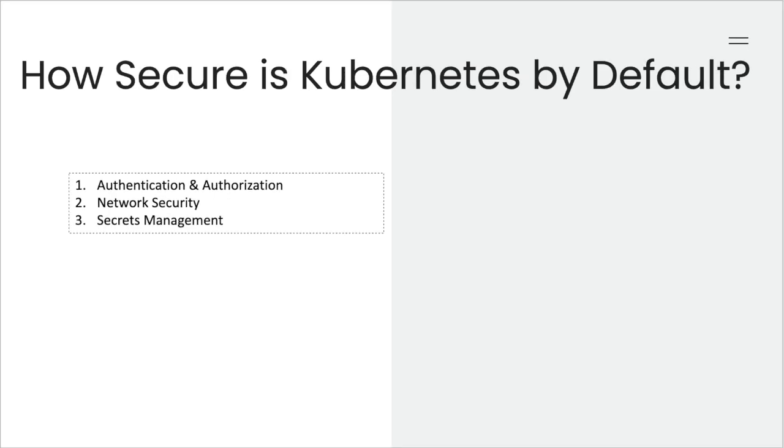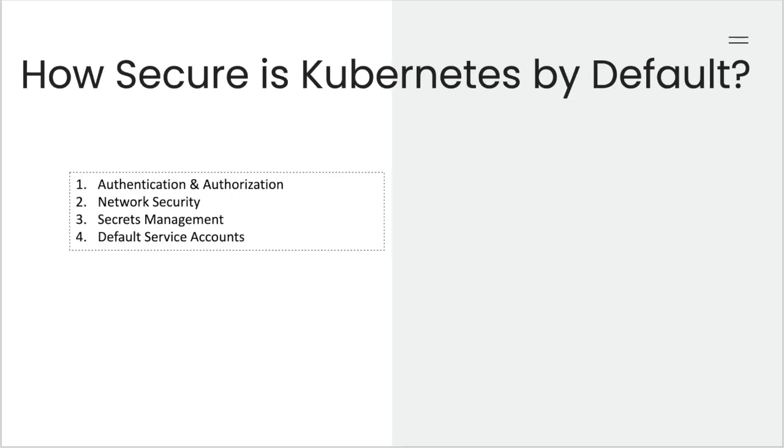Secrets management: again, secrets are base64 encoded by default. It's not encryption, right? It's encoding and can be easily decoded. So the built-in mechanism called secrets for storing sensitive information is not good enough. And then there are the default service accounts.